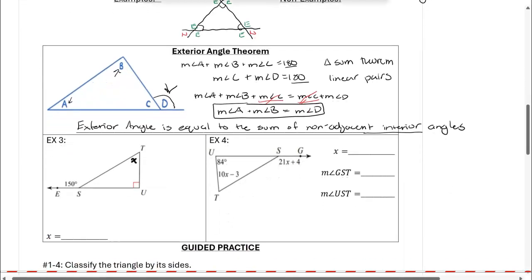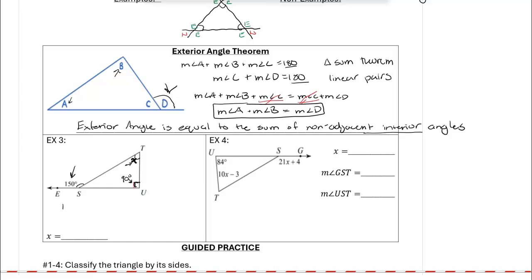Okay, so let's look at two quick examples, and then I'll let you guys do the guided practice that's at the bottom of these notes. So let's look at example 3. So we're asked to find what x is equal to. So to attack this problem, we can look at our exterior angle here is 150 degrees, that angle there, but we know that that exterior angle of 150 degrees is equal to the two non-adjacent angles. So that's these two. But we know that this is our sign for a 90-degree angle, so this is going to be 90 degrees. And this top angle here is just x.